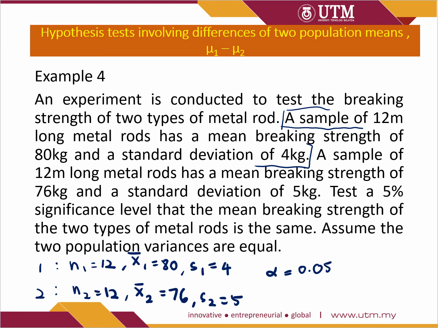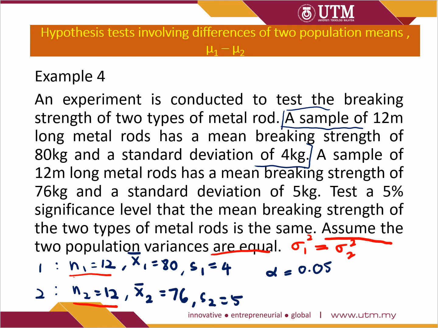Here you can see that the sample size is less than 30, so this falls under the case where the sample sizes are small. There is no value of the population variance given, and we also have the assumption that the two population variances are equal. So here sigma square from population 1 equals the population variance 2.